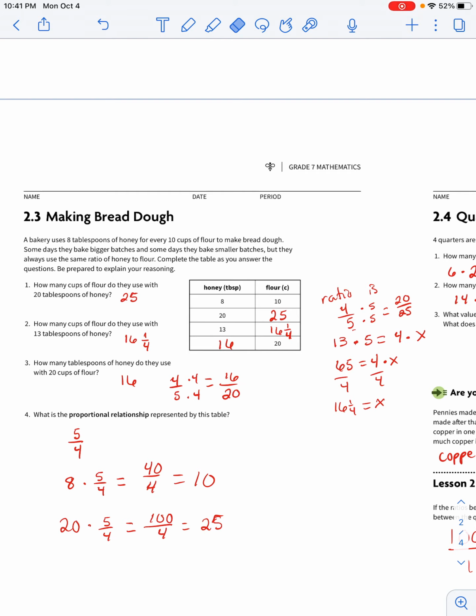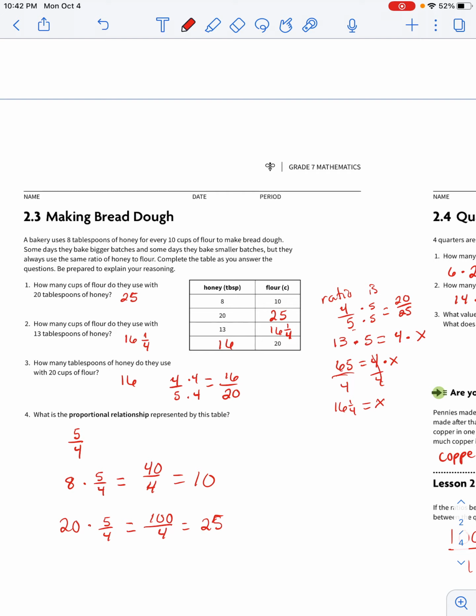Okay, so 13 times 5 is 65. 4 times x is 4x. So if 65 is equal to 4x, or in other words, 4 times some number gives us 65, well, to undo multiplication, we divide. So we divide this by 4, that is going to leave us with x. 65 divided by 4 is going to give us 16 1/4. So 16 1/4 cups of flour is needed for 13 tablespoons.